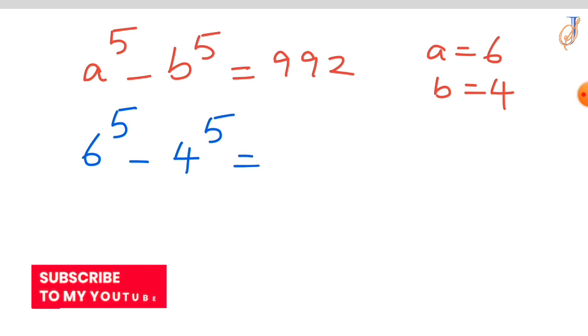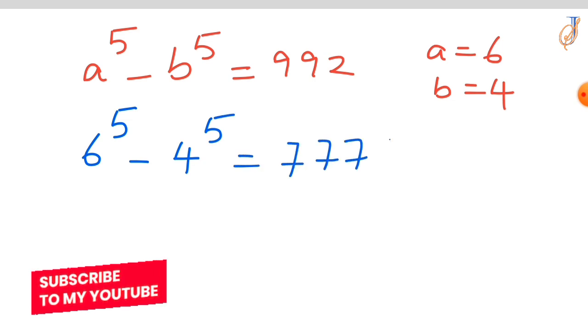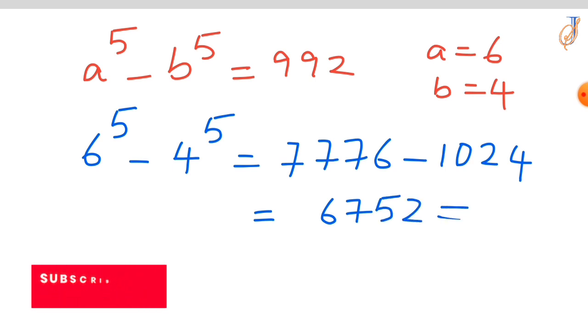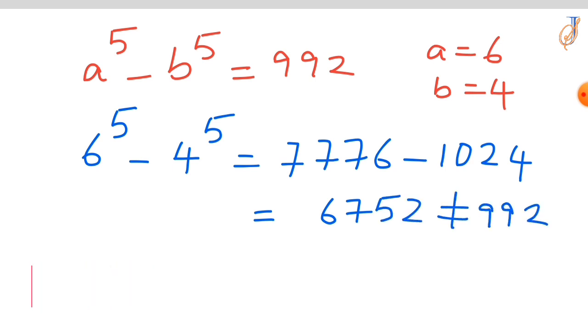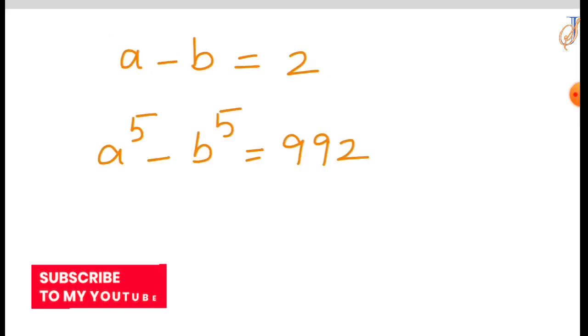6 to the power 5, the value is 7776, minus 4 to the power 5, the value is 1024, which is 6752, which is not equal to 992. Unfortunately, this solution does not satisfy our second equation. So let's try another approach.